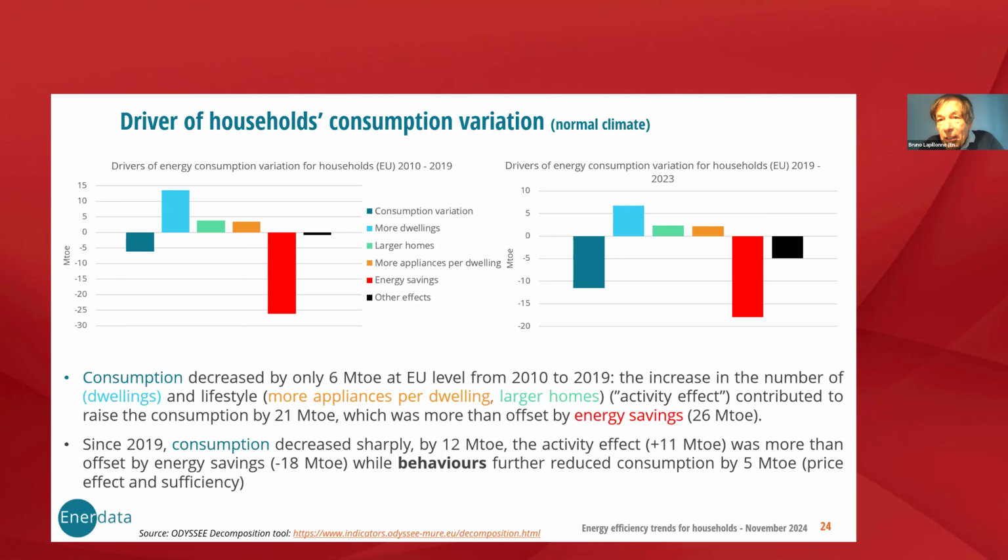What has been the impact of this saving on the energy consumption of households? So I go back to the first graph that was shown by Zineb on the energy consumption trends of household, and I will try to explain what have been the factors behind these energy consumption variations. Looking at two periods, on the left from 2010 to 2019, and on the right, the most recent period since 2019. All this is available from the decomposition tool that is on the website of Odyssey. You can play with the periods. So here we selected some periods.